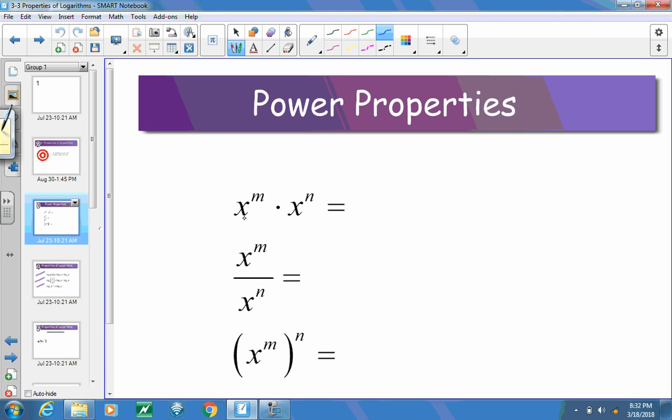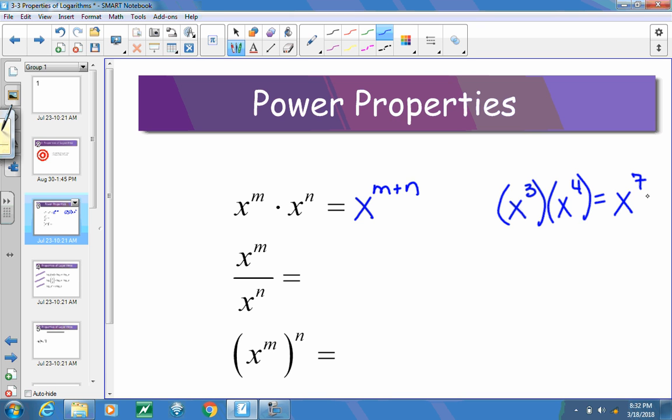To help us fully understand the properties of logarithms, let's take a look at what our power properties do. When we multiply two powers together with the same base, we add the exponents together. So we get x to the power of m plus n. Just a reminder that if we take x to the third and multiply it by x to the fourth, we add those powers together and we get x to the seventh. If we do division, then we subtract our exponents. So this would be x to the power of m minus n, making sure that you have the same base. So if we had x to the seventh divided by x to the second power, 7 minus 2 gives us x to the fifth.